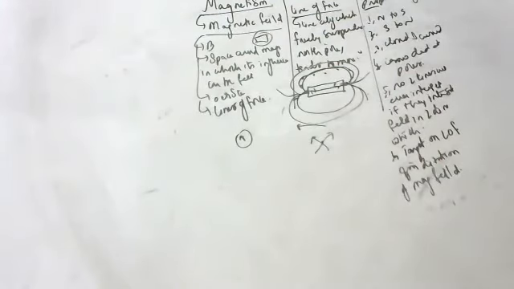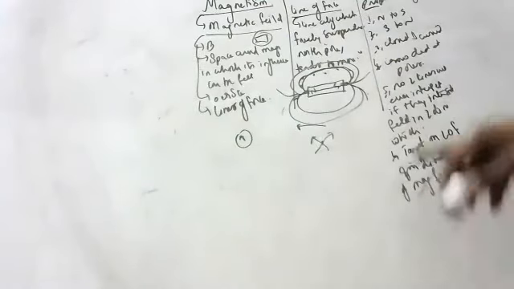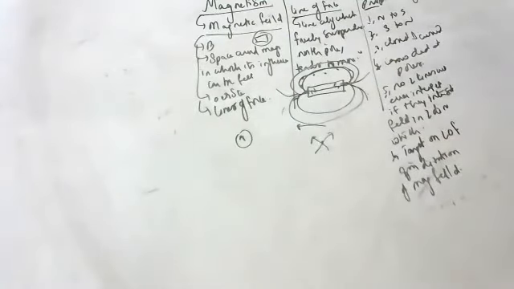So these are the properties, children. Properties are very, very important. They are asking it regularly, especially the fifth property. Why won't two lines intersect, they are asking. Because if two lines of force intersect, it indicates the field is in two directions, which is not possible, children. Two lines of force will never intersect.